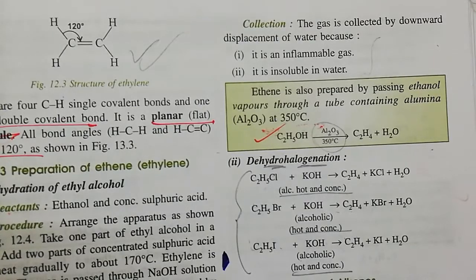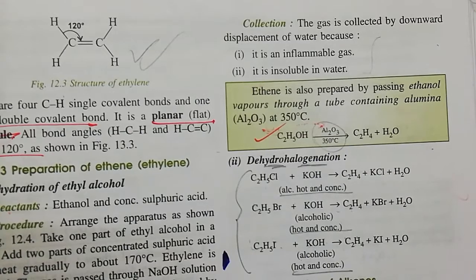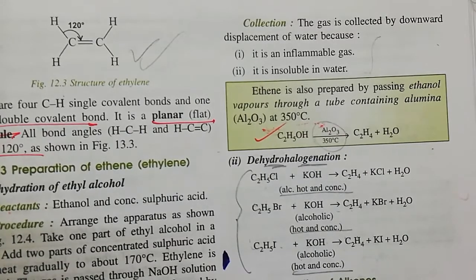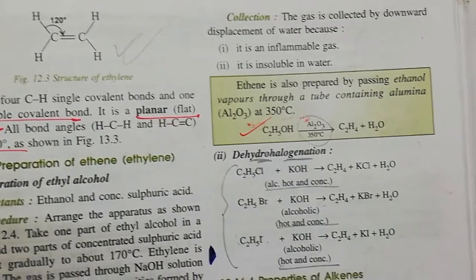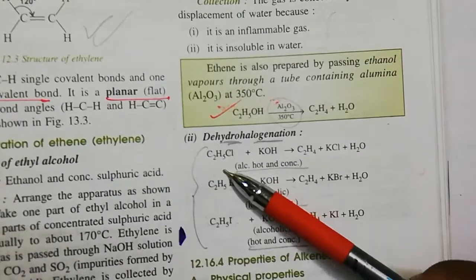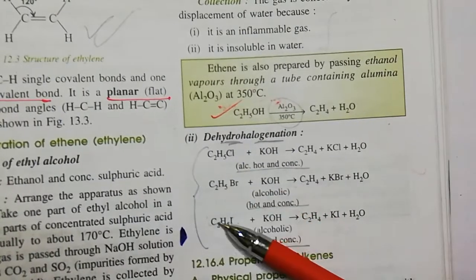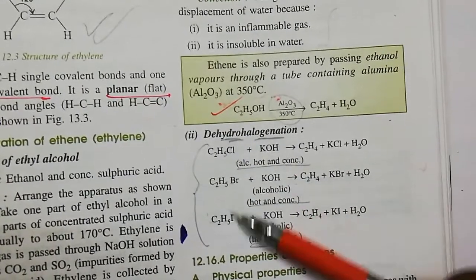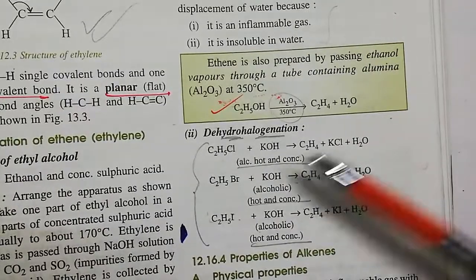Better concentrated H2SO4, and another that can be used is Al2O3. One more preparation of alkene, or ethene, is from halide compounds: ethyl chloride, ethyl bromide, ethyl iodide. These three can be called ethyl halides.